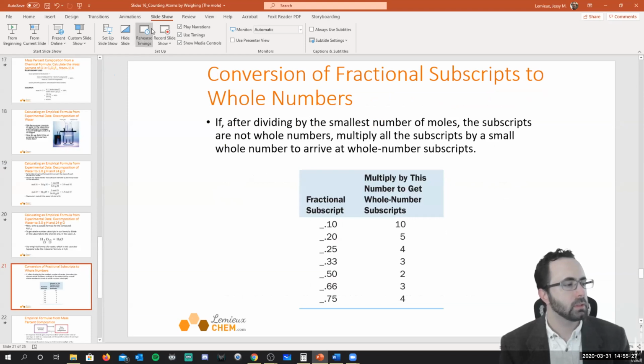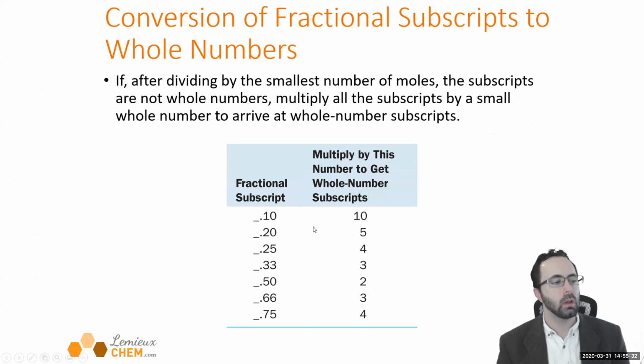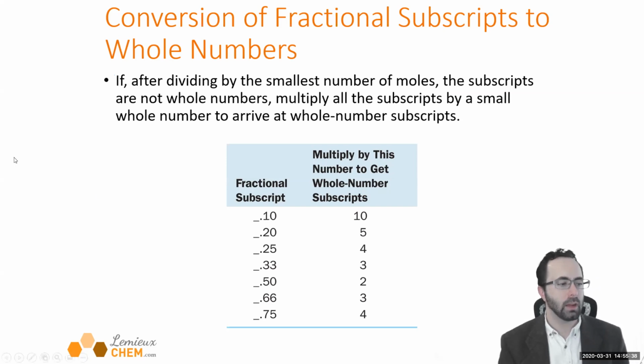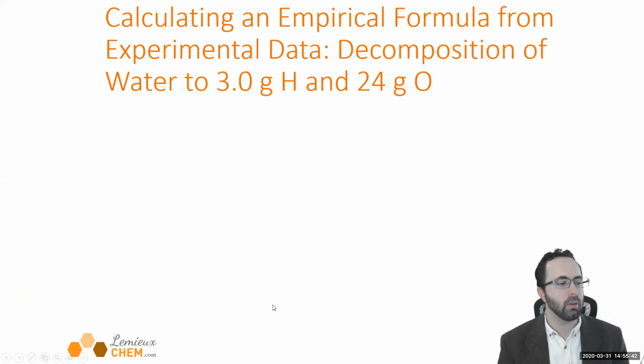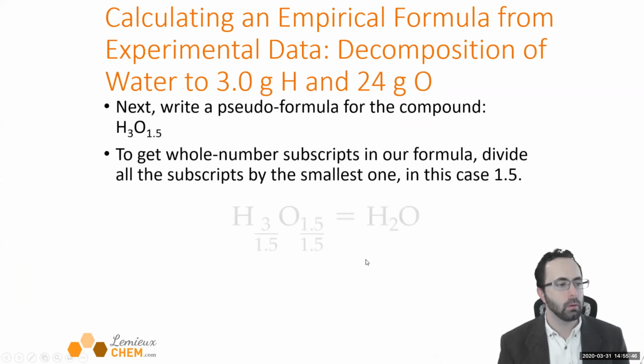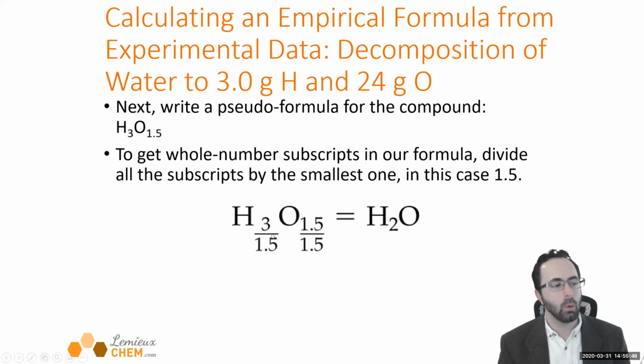Sometimes it's possible that you will get fractional subscripts when you divide like this. So here, for example, when we divided, we got whole numbers. 3 divided by 1.5 is 2. 1.5 divided by 1.5 is 1.